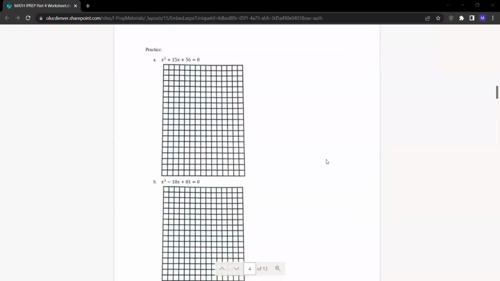So let's go ahead and get some practice. First we'll look at this first one. We have x squared plus 15x plus 56 equals 0. When we're looking at this, how can we factor x squared plus 15x plus 56? What two numbers add to 15 and multiply to 56? We have 7 and 8, right? So we're going to have x plus 7.